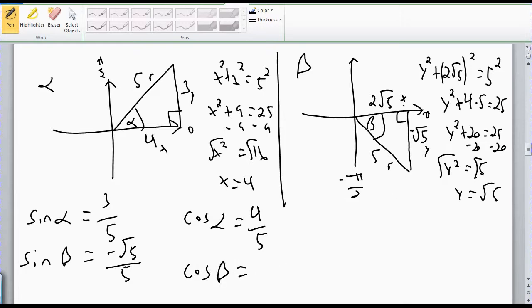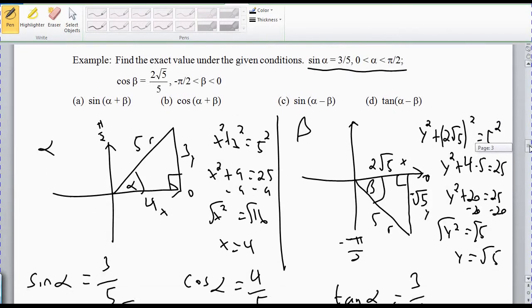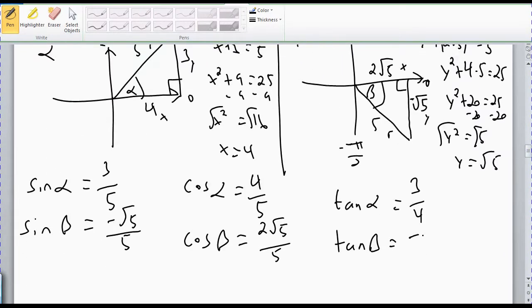Cosine of beta is also x over r. That's going to be 2 square root of 5 over 5. Now let's find tangent alpha. Tangent alpha is y over x, so it's going to be 3 over 4. And then tangent of beta is also y over x, so it's going to be negative square root of 5 over 2 square root of 5, and these square root of 5s cancel out, leaving negative 1 over 2.